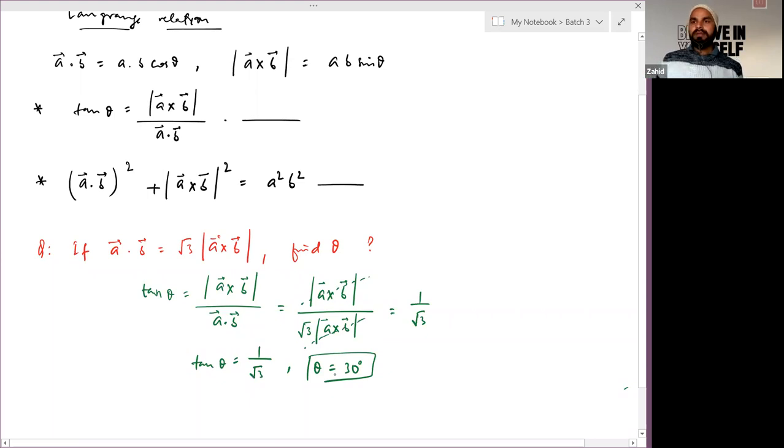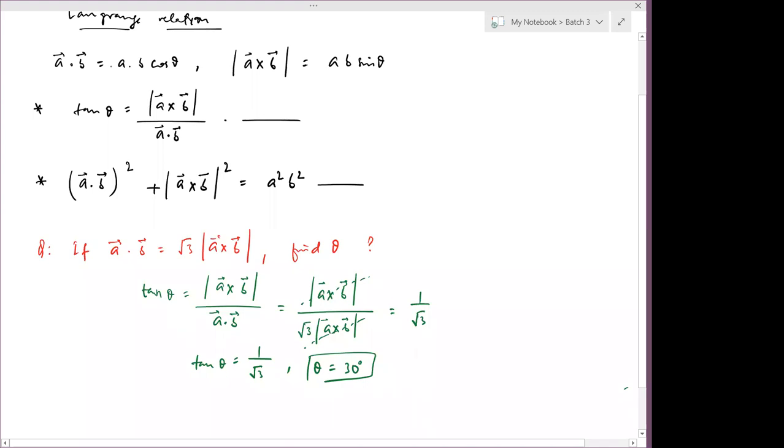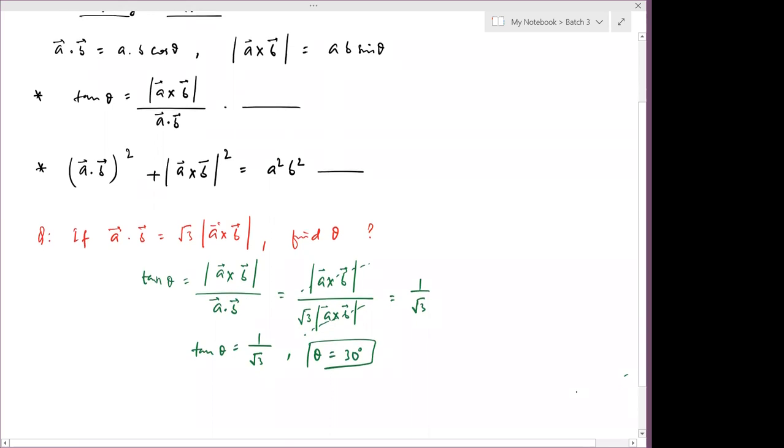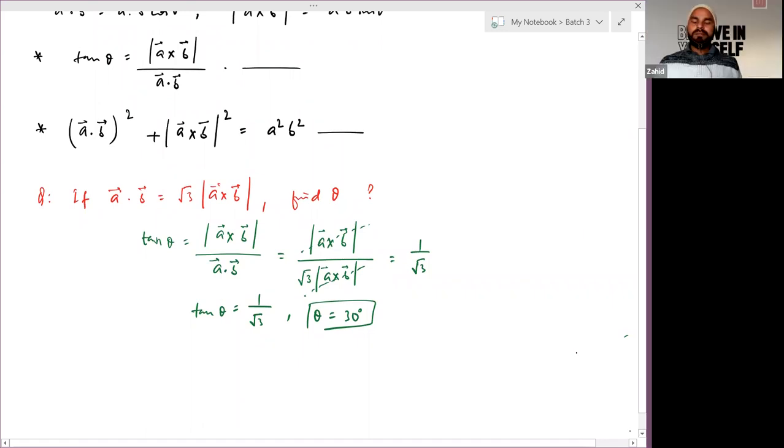Is it clear, Abhinav? Yes, sir. You all have written till this part. Rishan, yes.